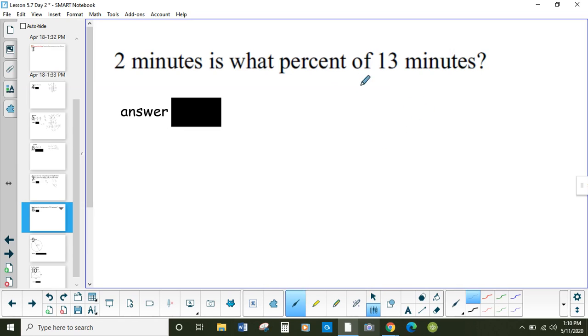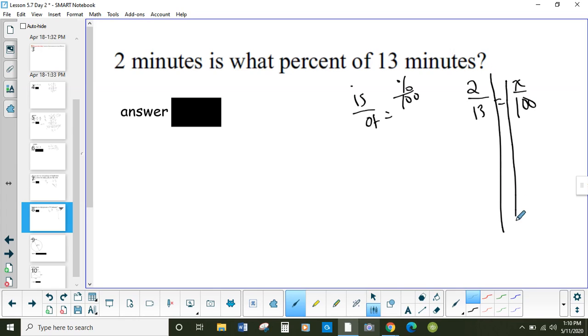Anytime we have percent, we can use percent proportion. We have is over of equals percent over 100. So 2 is, so 2 goes on top. Doesn't go on top because it's smaller, goes on top because it's is. 2 is what percent of 13, so 13 goes on the bottom. We're going to find percent, so I don't know that number this time. Whatever's missing, that's where you put the x.